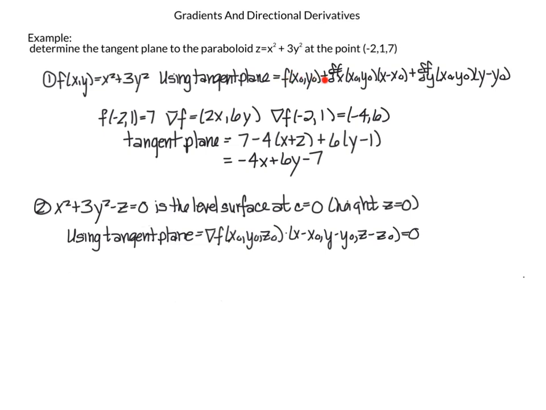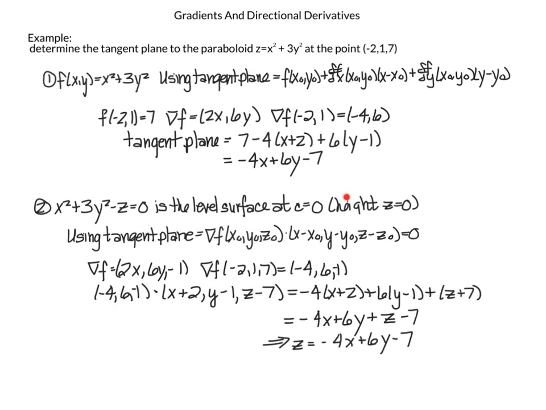So I have my f of x naught, y naught, which is 7, plus df dx evaluated at x naught, y naught, which is -4, times x minus x naught. So that's x plus 2, plus df dy evaluated at x naught, y naught, which is 6, times y minus y naught, and y naught is equal to 1. So this is our equation, which I simplified to 4x plus 6y minus 7.